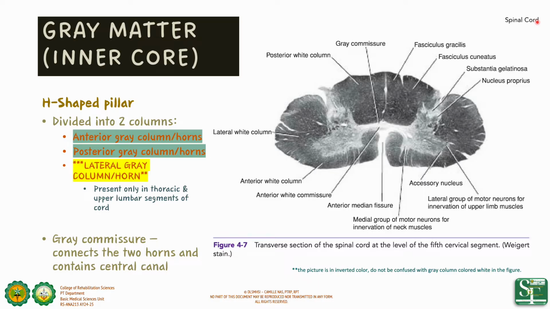Okay. Next is the gray commissure. So the gray commissure is the one that connects the two horns and it contains the central canal. O, central canal yung gamitin natin. So yung gray commissure natin is etong tulay na to, yung transverse line ng ating gray matter.